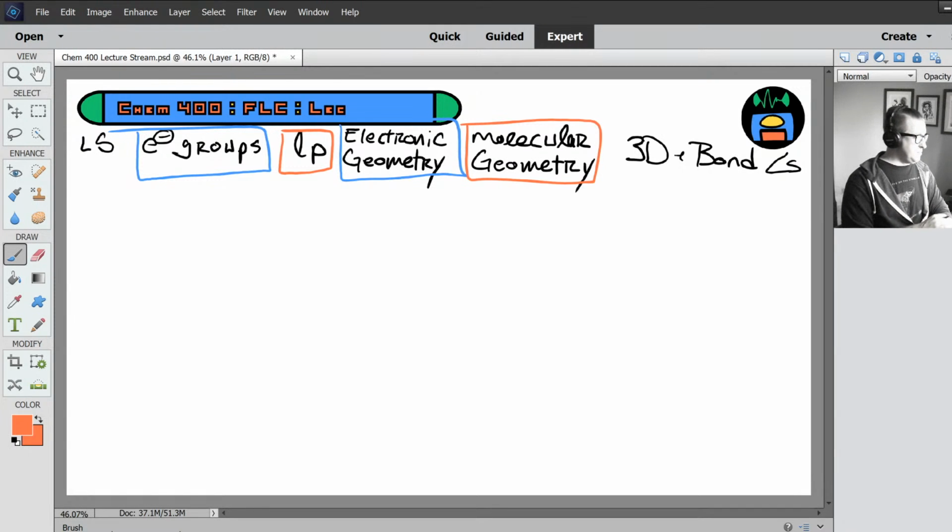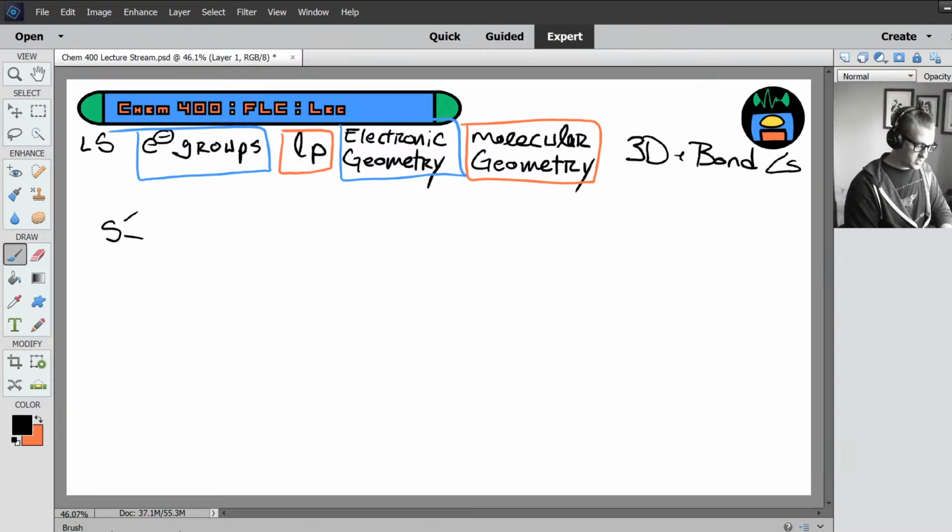All right, so we're going to now move into 6 electron groups. We looked at when there's 2 electron groups, and that's a linear electronic geometry. 3 electron groups is a trigonal planar electronic geometry. 4 electron groups is a tetrahedral electronic geometry, and then 5 was the trigonal bipyramidal electronic geometry. And we're going to go all the way in now. This is the last number of electron groups that we'll look at in this class.